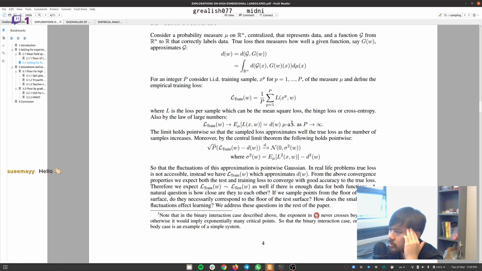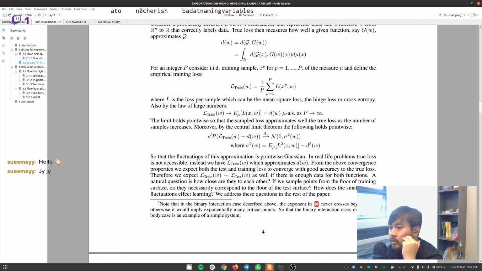Okay, so you approach this as you have more and more data. The limit holds pointwise, so the sampled loss approximates the true loss as the number increases. The central limit theorem holds that the difference, as a random variable, is going to be approximately normally distributed. So the fluctuations of this approximation are pointwise Gaussian.